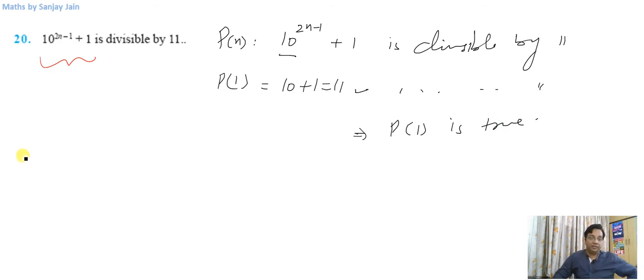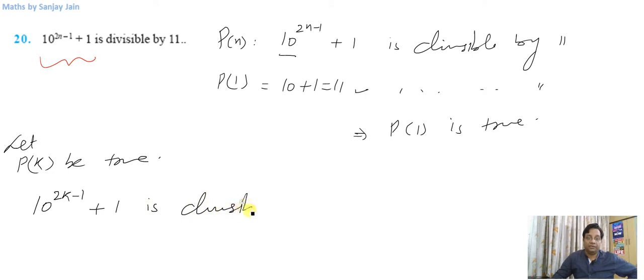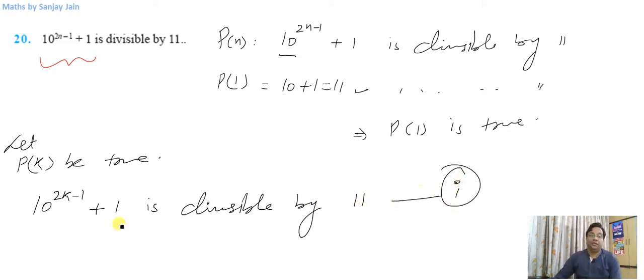Right? Now let us assume it to be true for p of k, or for n equal to k. So let p of k be true. Then my statement will be 10 raised to power 2k minus 1 plus 1 is divisible by 11. Let it be statement number 1, right, which is a true statement as per our assumption.